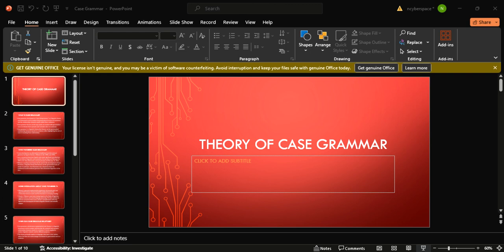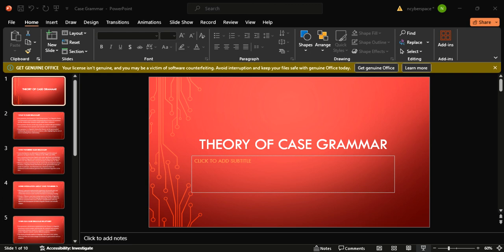Next is recipient. The recipient is the entity that receives something in a sentence. For example, John gave the book to Mary. So, who did John give the book to? It was Mary. So Mary is the recipient.